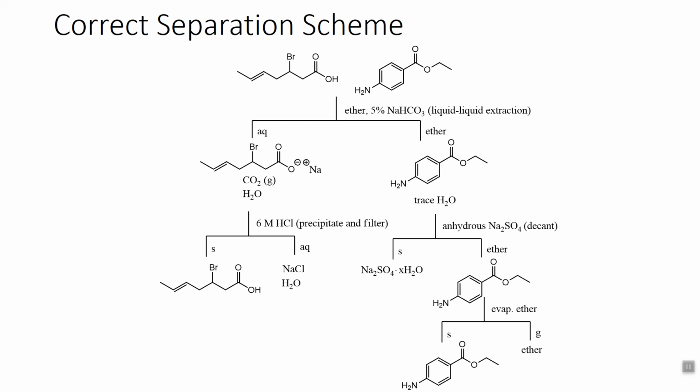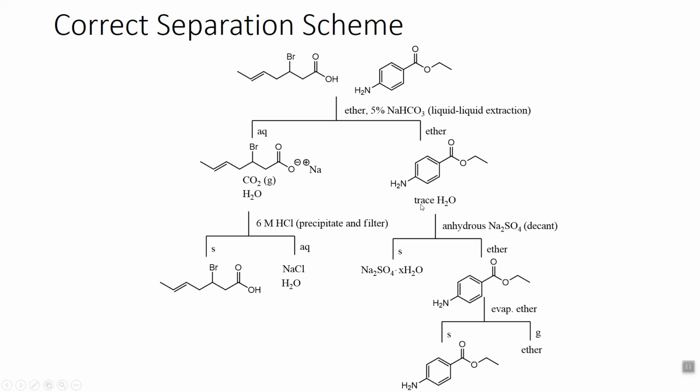So one correct way to do this, there are others, is to start by adding ether and 5% sodium carbonate. The 5% sodium carbonate will deprotonate the carboxylic acid and will not react at all with the organic base, the amine. So when the carboxylic acid is deprotonated, it will be this sodium salt of the carboxylic acid, which is soluble in water because it's ionic. The amine, as I mentioned a second ago, will stay completely intact because it will not interact with this base because it is itself a base.